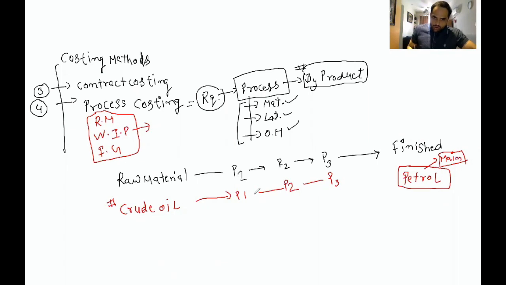So now, what is a byproduct? Remember, a byproduct is a product which comes out during the process, even though you do not make efforts to get it, because you are making efforts to get petrol, right? But when you are producing petrol, the process gives you different kinds of products automatically, right?